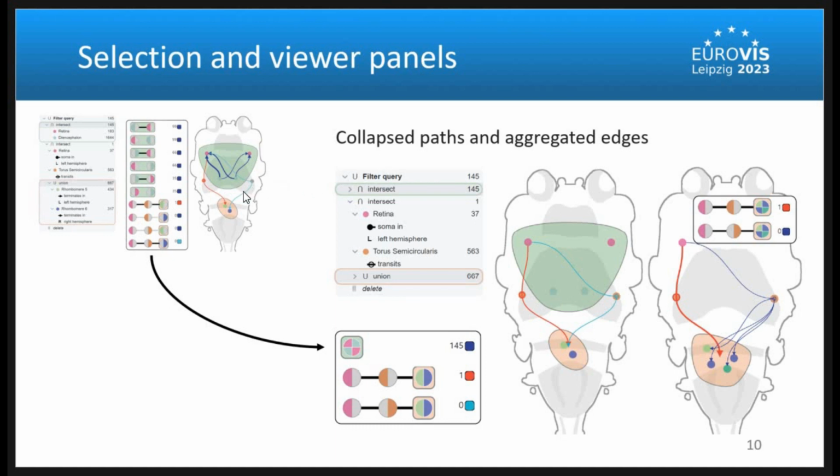The subqueries in the query tree can be collapsed or expanded as needed. If the set operation is collapsed, the pathways will also be collapsed in the pathway browser. Aggregated regions in the pathway will be shown as a colored pie in the pathway browser, preserving the location of the left and the right hemisphere.